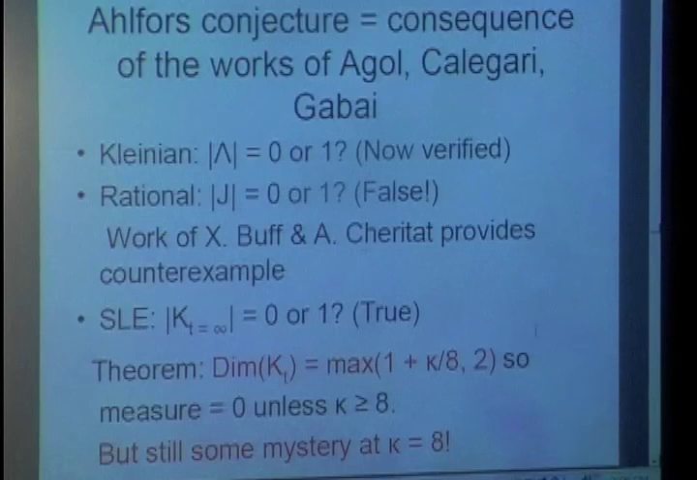Now, if you translate immediately to the trace for SLE, is this 0 or 1? And by that I mean in the upper half plane, it's a relatively easy theorem. It was one of the first theorems shown. And here's a slightly weaker statement: if I take the dimension of this trace, it's the minimum of 2 and 1 plus kappa over 8. And then when you get to kappa equals 8, it's just 2. And it's space filling at kappa equals 8. So yes, you have positive measure. Turns out there's still mystery at kappa equals 8, so I'll show you a picture later.